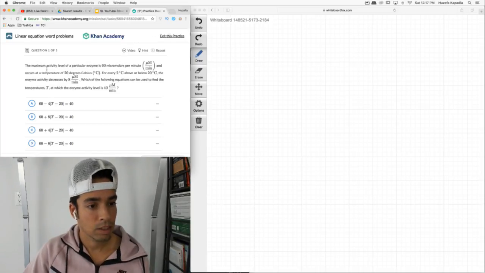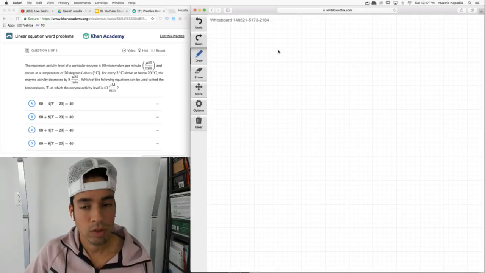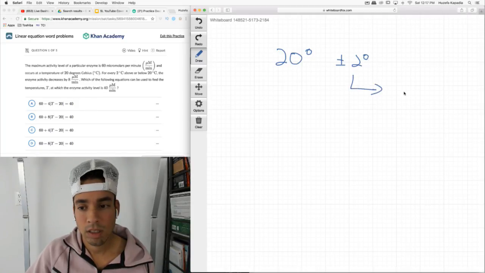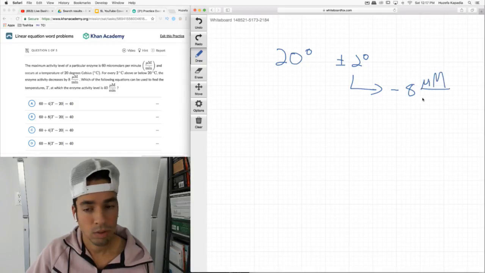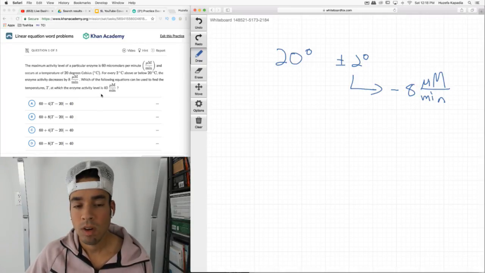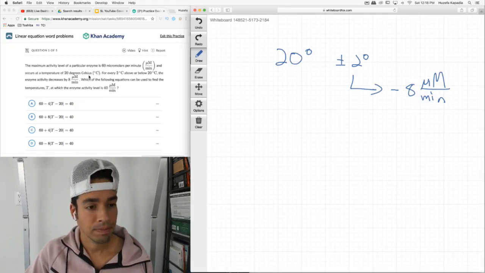So this maximum activity level occurs at 20 degrees Celsius. So I'm just going to write down some of these numbers. And then for every 2 degrees above or below 20, so plus or minus 2, the enzyme decreases by 8, whatever that is, per minute. Which of the following equations can be used to find the temperature T at which the enzyme activity level is 40? Now, there's going to be 2 places where the activity level will be 40, okay?